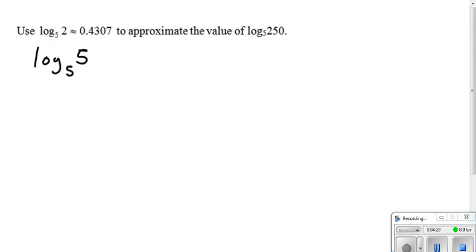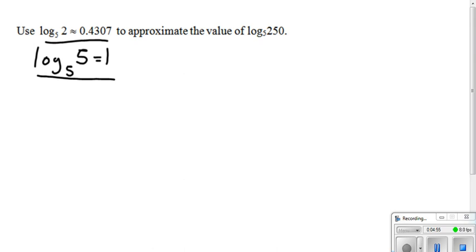base 5 of 5, what is that saying? Well, that's saying that 5 to some number x equals 5. So what is that number x? Well, x has to equal 1, because 5 to the first power equals 5. So that means that log base 5 of 5 equals 1. So we know 2 bits of information.